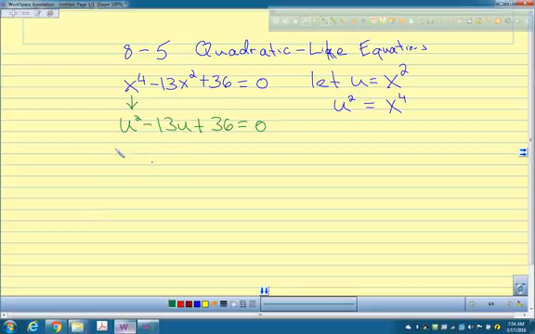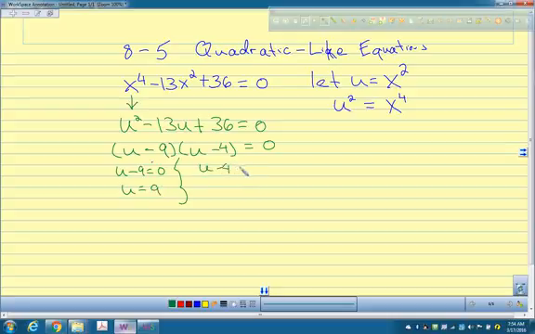And then you factor this if you can. Okay? If you can't factor it, you'd have to use quadratic formula. Usually, these will factor. What two numbers multiply to 36 and add to negative 13? Negative 9 and negative 4. Okay? And then you go ahead and you solve this like you normally would. So you get U minus 9 equals 0, U equals 9, and over here you have U minus 4 equals 0, U equals 4. But then you have to do something called back substitution.